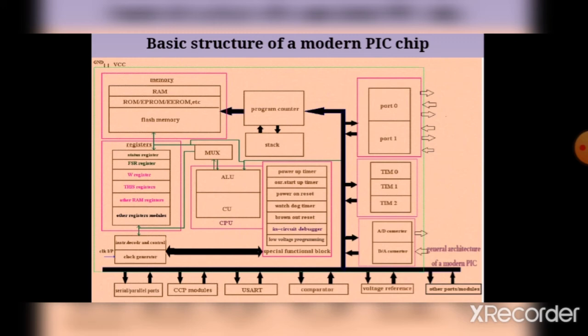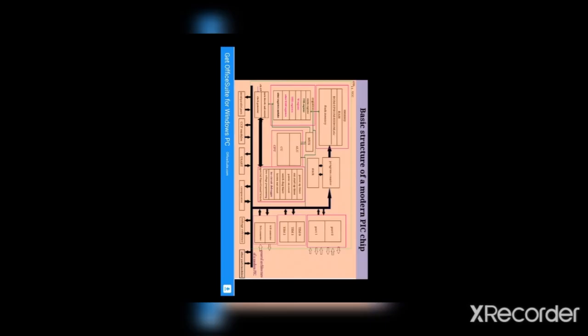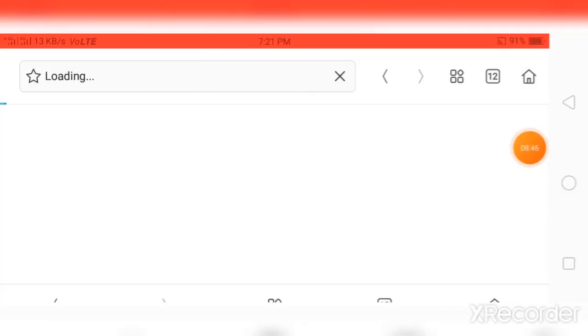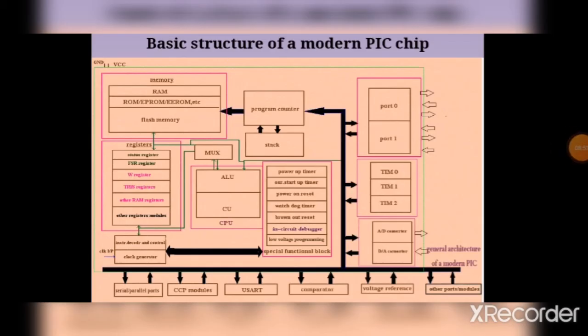And then there are some TRIS registers. These TRIS registers are associated with your IO ports. How they are associated, we will see in our other sessions, later in the section on IO ports. Then there are some other RAM registers, and how the RAM is organized. In that RAM there are some registers, and we will see all these things again. Putting them all together, this is the internal structure of a PIC microcontroller.